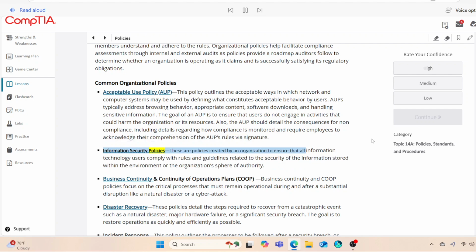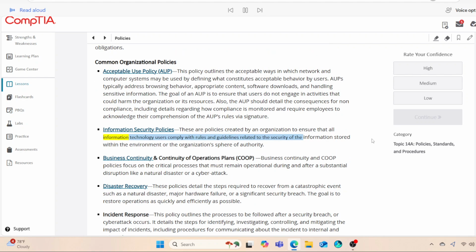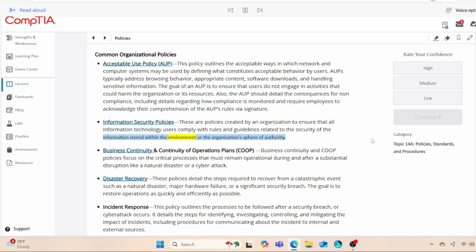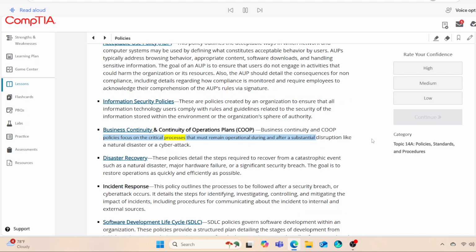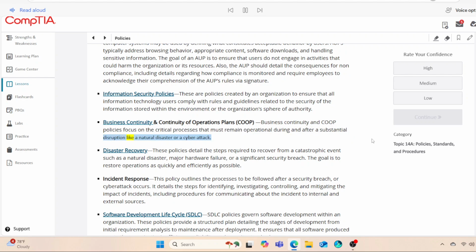Information security policies. These are policies created by an organization to ensure that all information technology users comply with rules and guidelines related to the security of the information stored within the environment or the organization's sphere of authority. Business Continuity and Continuity of Operations Plans, COOP. Business continuity and COOP policies focus on the critical processes that must remain operational during and after a substantial disruption like a natural disaster or a cyber attack.